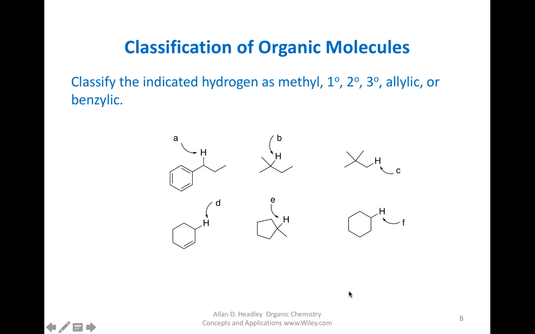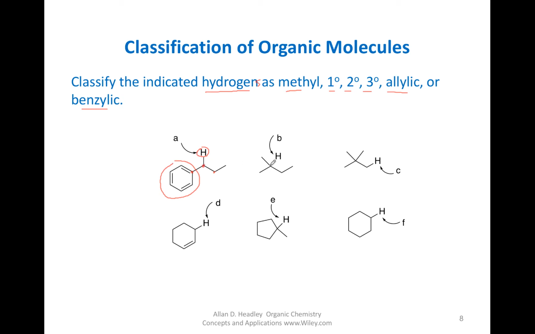Alright, so let's see if we can apply that to solving some problems here. Classify the indicated hydrogens, there should be an S here, I'll correct that, as methyl, primary, secondary, tertiary, allylic, or benzylic. So here's a hydrogen of interest. It's bonded to a carbon, and then you will have to determine if that carbon is a secondary carbon, because it's bonded to a carbon here and a carbon here, but it's bonded here to a benzene ring. So it could be a secondary carbon, or it could be a benzylic carbon.